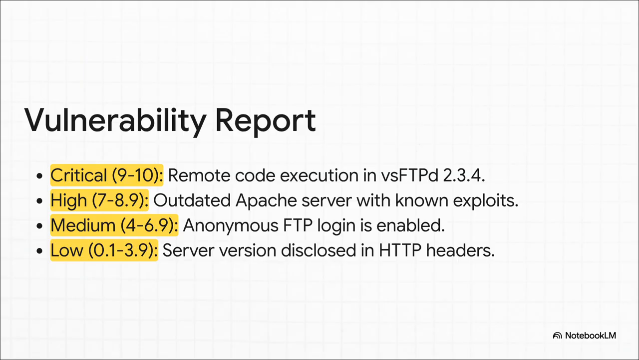And this is what pay dirt looks like. A real Nessus report will categorize all the findings by how severe they are. So here we can see a critical problem in an old FTP server, a high-risk issue with an old web server, and even a medium-risk mistake where anonymous login is turned on. This is our roadmap. For an attacker, it's a roadmap to exploitation. For a defender, it's a roadmap for what to fix.